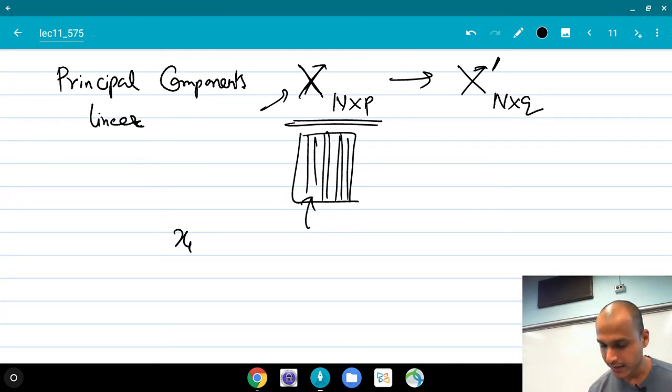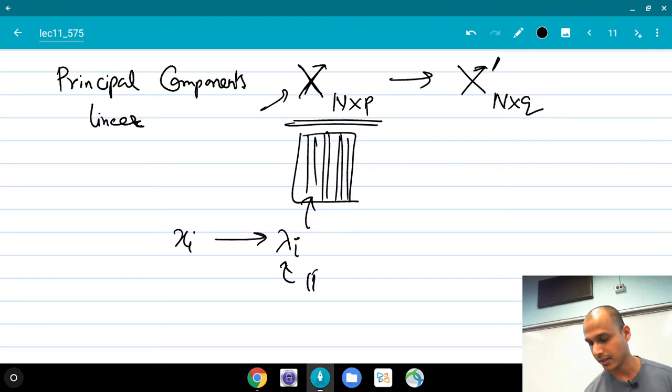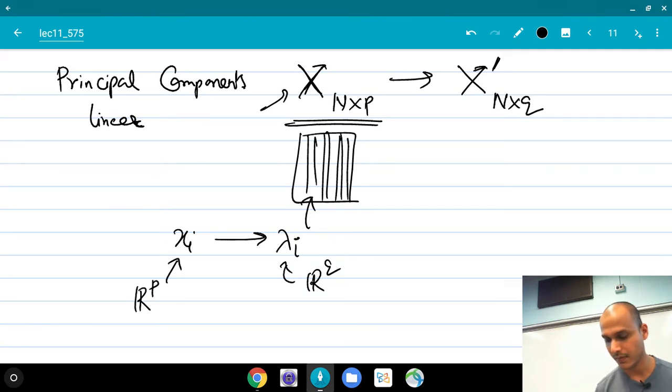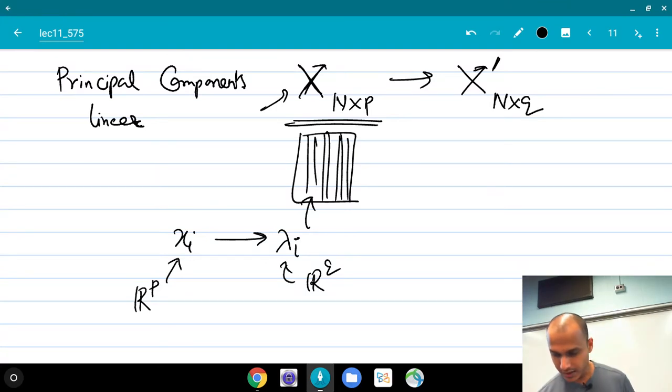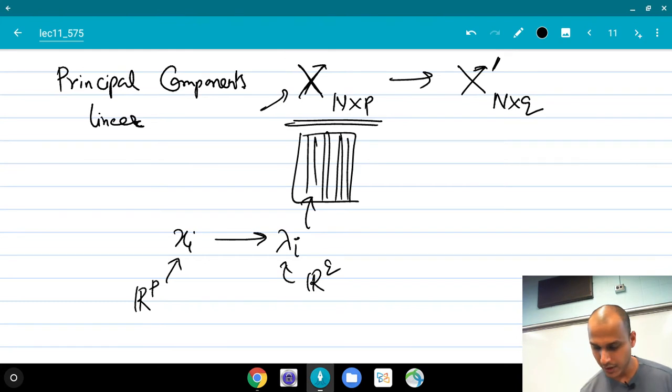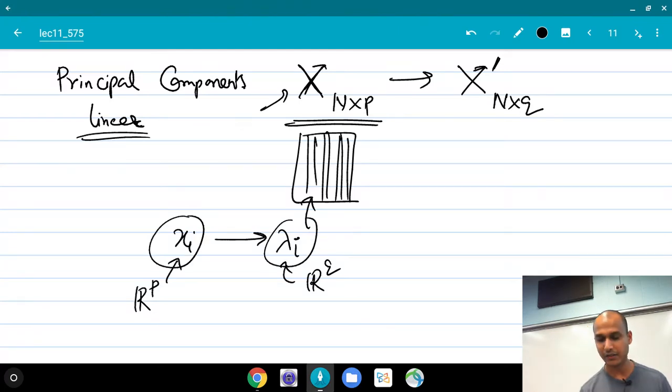Then as we said, we want to go from xi to some other vector. Let me call it lambda i. Let's say this is q dimensional and this is p dimensional. So this is what I want to do, dimensional reduction for only my data points, which are n in number. Now, to do so, what I want is a transformation. As I said, it's a linear dimensional reduction technique, so I want a linear transformation. I have a vector which is p dimensional, and I have a vector which is q dimensional.